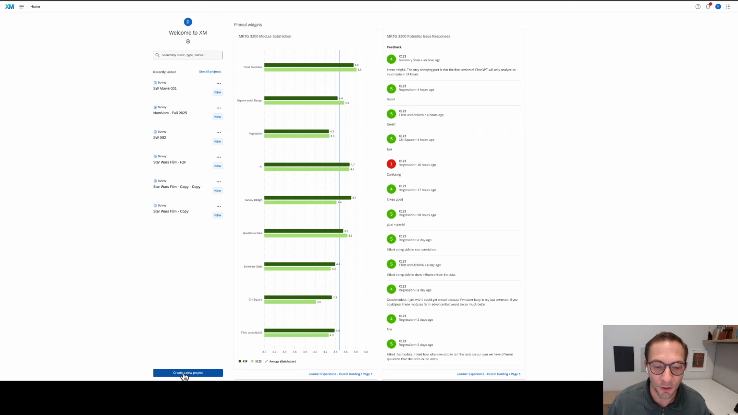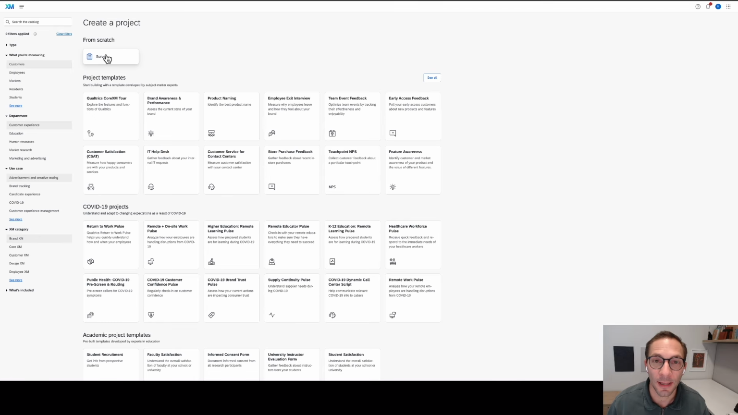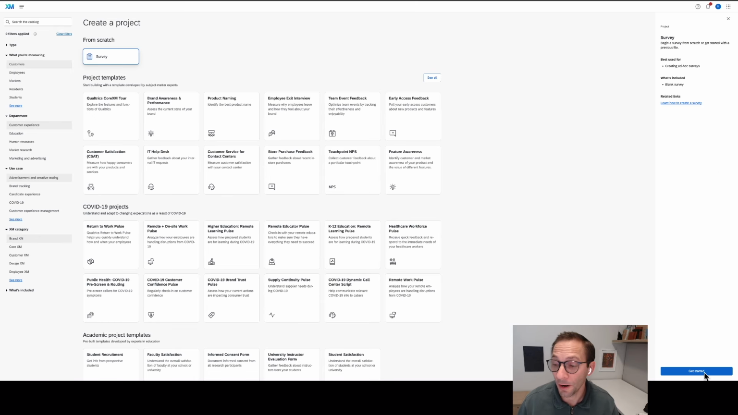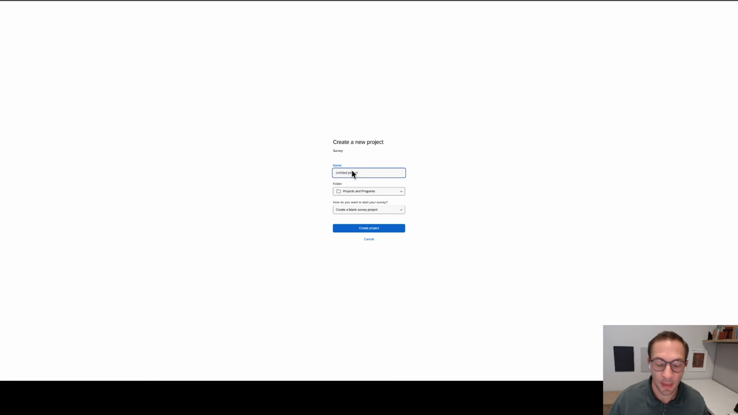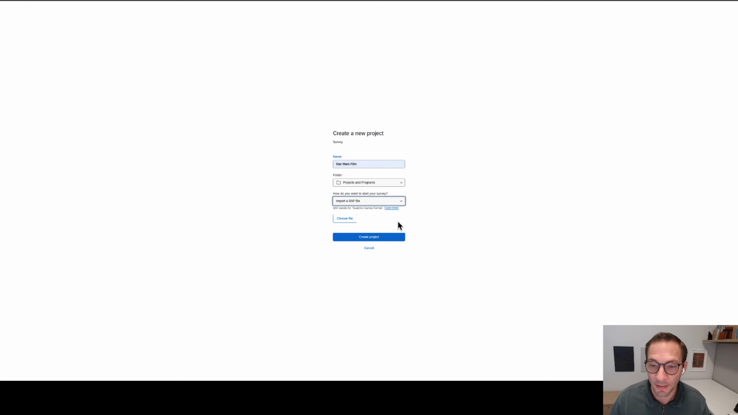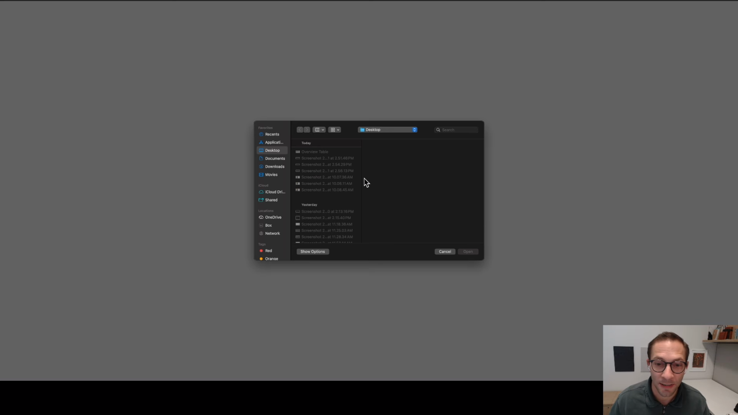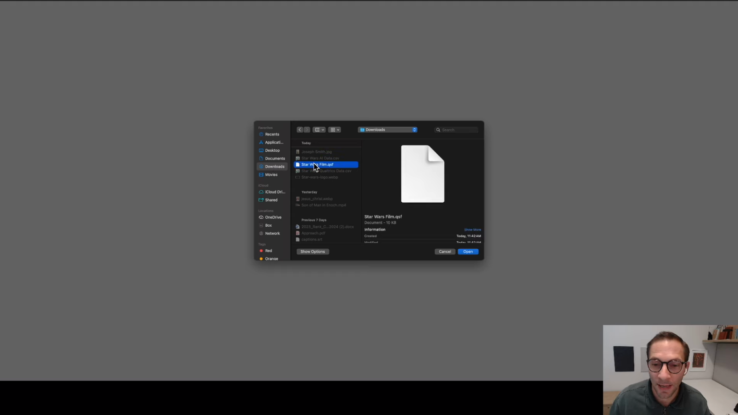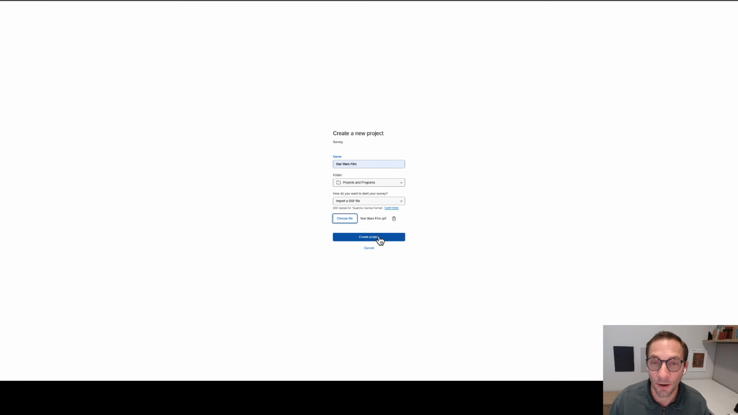uvu.qualtrics.com. I can go to create new project, select survey, and then down here on the right, I'll click get started. Name the project. We're doing a Star Wars thing, so I'm going to say Star Wars film, or whatever you want. Instead of doing a blank project though, we're going to import QSF. We're going to choose a file. It's going to be in your downloads folder, no matter what type of computer you're using. Then I'll click Star Wars film.qsf, open that, and then go to create project.